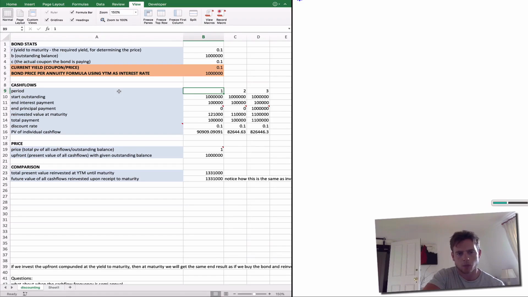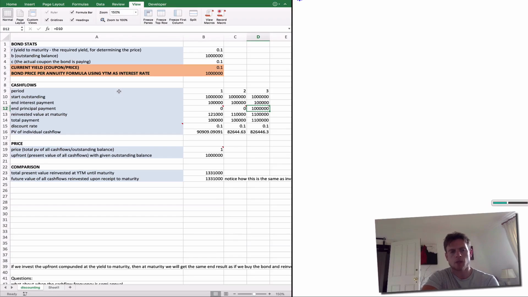So we have year 1 in column B, year 2 in column C, and year 3 in column D. The outstanding balance, we're going to say, is 1 million each time. And at the end of period 1, for example, row 11 is the end of period interest payment. So at the end of period 1, we're getting an interest payment of 100,000. At the end of period 2, we're getting an interest payment of also 100,000, and also at the end of period 3.